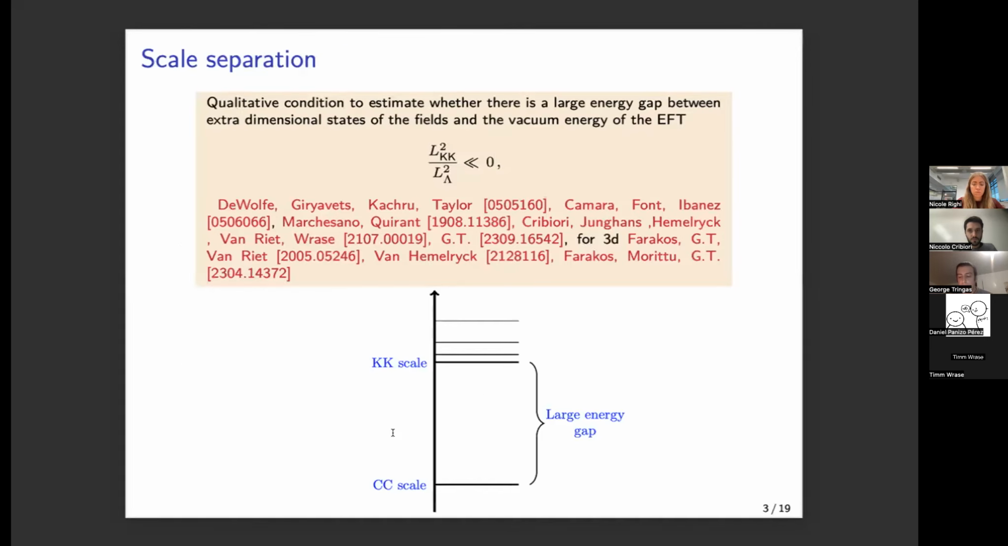What do we mean by scale separation? We will not use scale separation in this presentation. However, the title includes scale separation. It's one of the striking properties of the model that we're going to talk about. A qualitative condition to estimate whether there is a large gap between extra dimensional states and the vacuum of the EFT is to ask the KK scale to be decoupled from the curvature radius, for example, of the AdS.